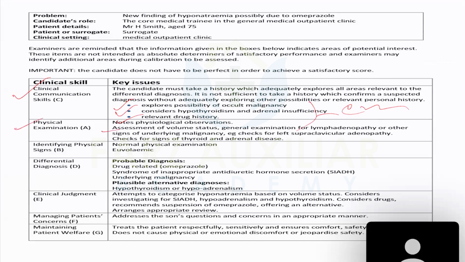Did you do the examination properly or not? Were the lymph nodes checked or not? Identify the physical signs. The patient is euvolemic. This is one of the findings. So the patient is normal, and that is one of the signs. You need to say that this patient is not hypervolemic or edematous. This is a euvolemic patient. This is one of the physical findings.